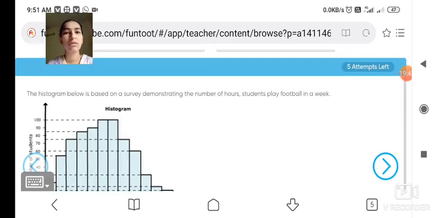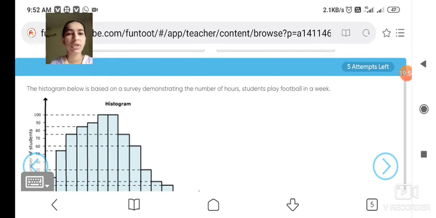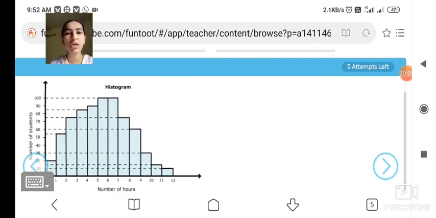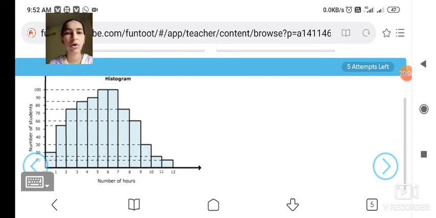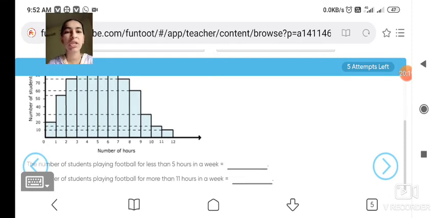Okay, let's take another one. The histogram below is based on a survey demonstrating the number of hours students play football in a week. Now how many students play football in a week? This histogram shows the number of students playing football. The number of hours is there. That means in 0 to 1 hour, 20 students are playing football. Then between 1 to 2 hours, the number of students is 50 or 60. Okay, now let's see the example.